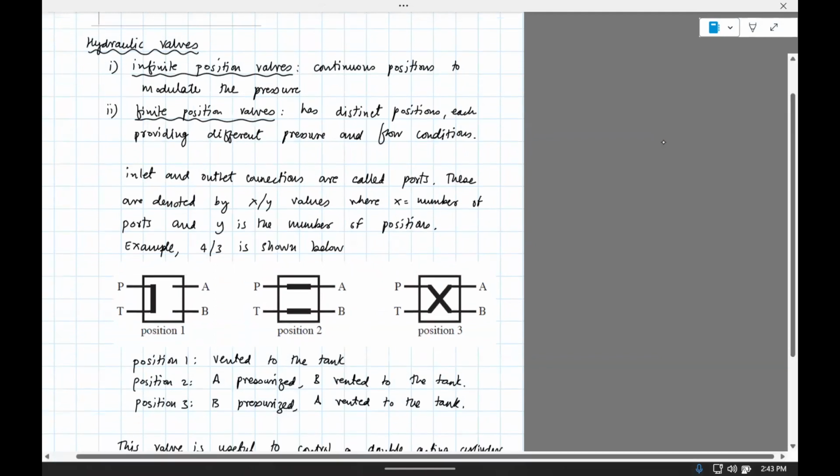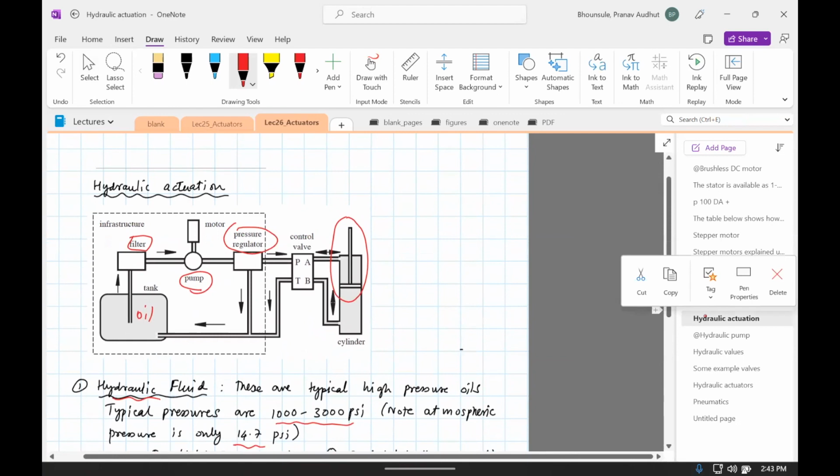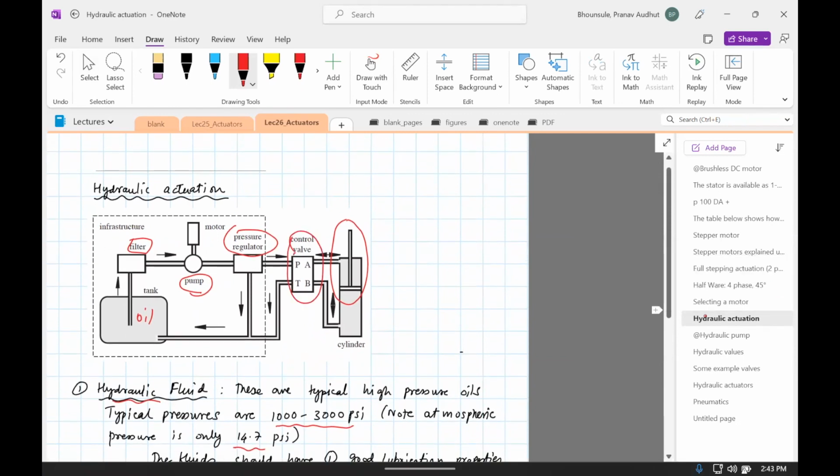Okay, the valves. Where do the valves go? You see the valve goes here. It basically controls how the hydraulic oil will flow in through this piston, and that piston is the thing which is connected to the output shaft. You can see that there's a P, there's A, T, and B. Let's see what those things are.